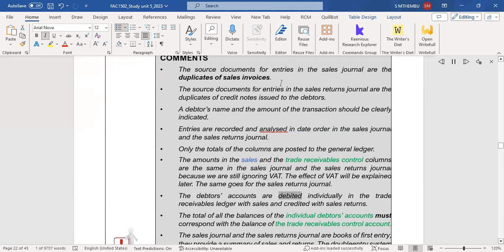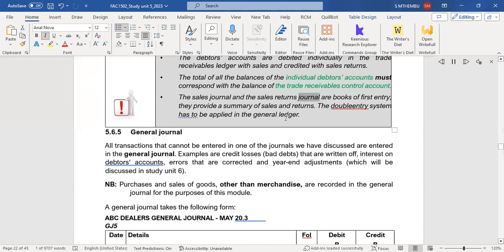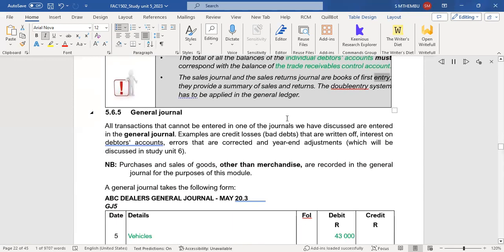The debtors' accounts are debited individually in the trade receivables ledger with sales and credited with sales returns. The total of all the balances of the individual debtors' accounts must correspond with the balance of the trade receivables control account. The Sales Journal and the Sales Returns Journal are books of first entry. They provide a summary of sales and returns. The double entry system has to be applied in the general ledger.